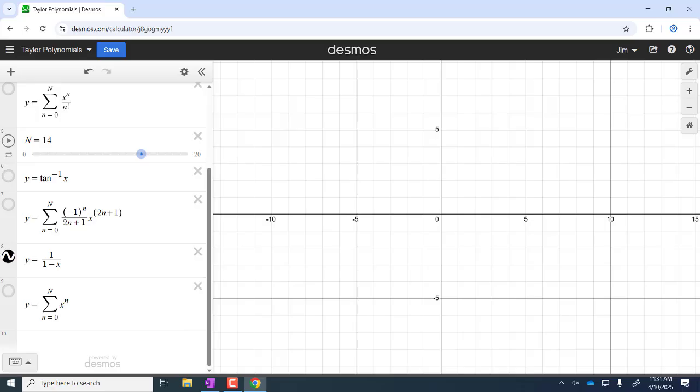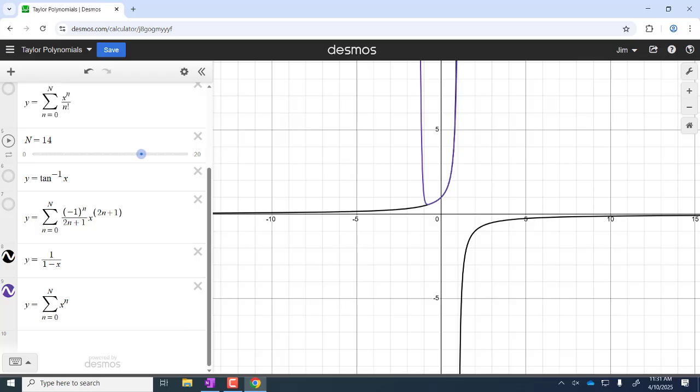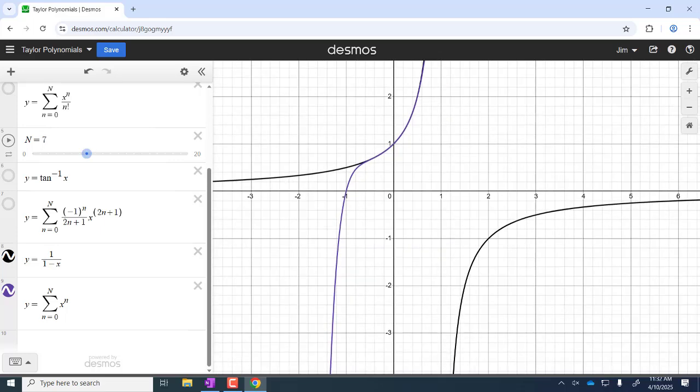And then here's another one. This is 1 over 1 minus x. That's the function. There is the corresponding power series, and this one's going to be super weird. So, okay, it's linear, quadratic, cubic. And what we're going to notice is that it's only going to match from -1 to 1. Doesn't this function have a vertical asymptote at 1?